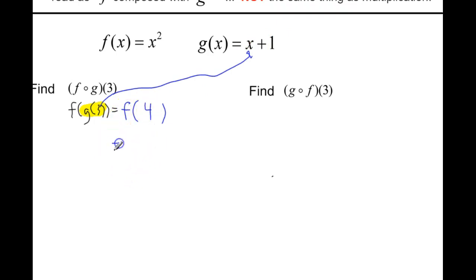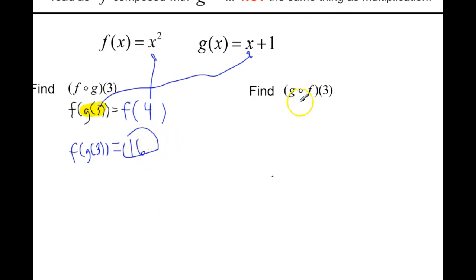Right? Now, how do I find f of 4? Well, now 4 gets plugged into the f function. So for x, we get x squared, which is 16. So f of g of 3. Again, we're not dividing by 3 or dividing by g in here. We're plugging in. It is equal to 16.